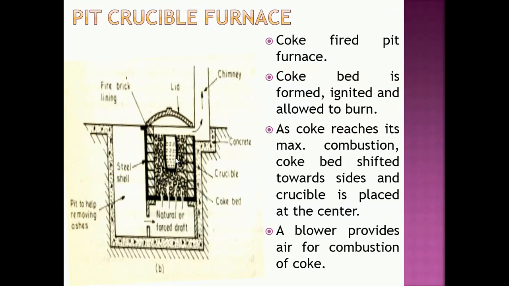A blower provides the air for combustion of the coke. After combustion, the coke is converted into ash, and here this space is left for removing the ash. After burning of coke, whatever ash is generated, this white colored empty space is used for removal of the ash, and it has a lid at the top. Now this is the chimney. Chimney means the passage through which burnt gases escape to the environment.